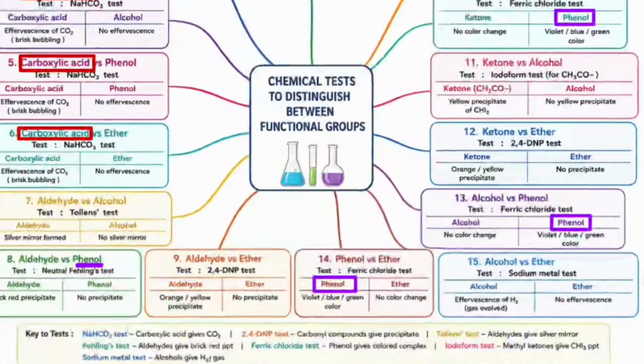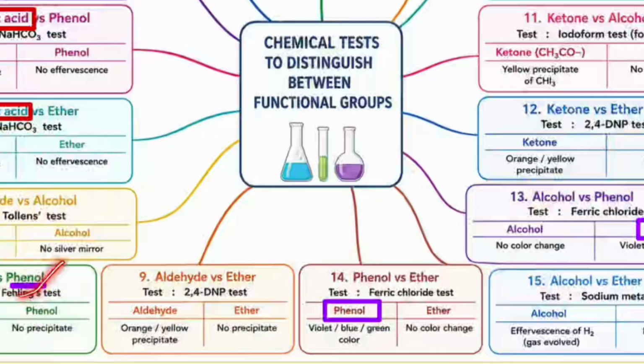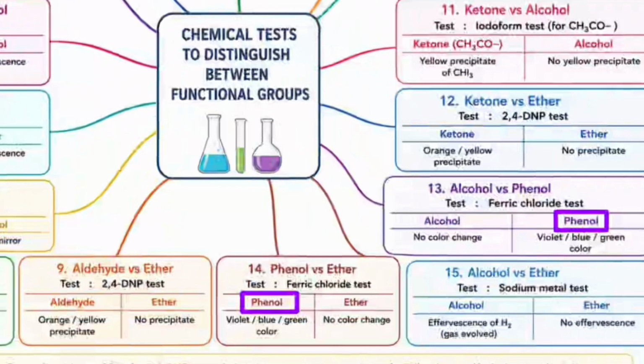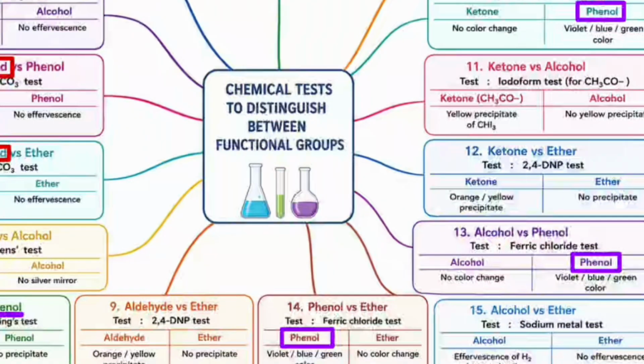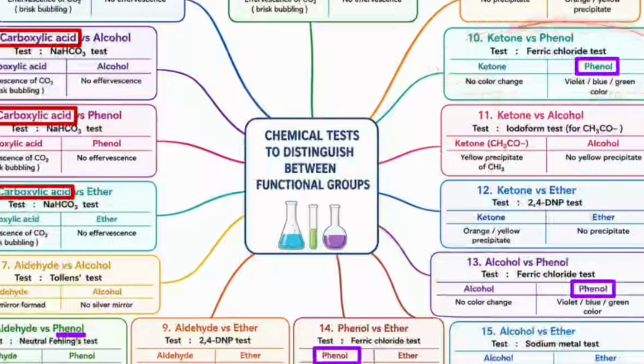dioxide. The next case is phenol. There's one exception shown here, that is aldehyde versus phenol, where we are using the Benedict's test. In the other cases, wherever you have phenol, you are usually using the ferric chloride test. Also in the first case, ketone versus phenol.